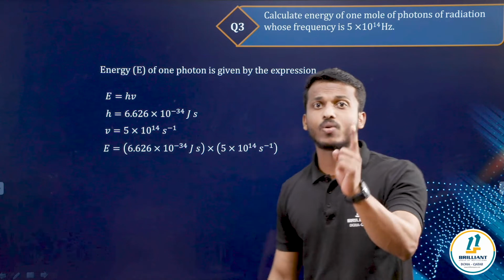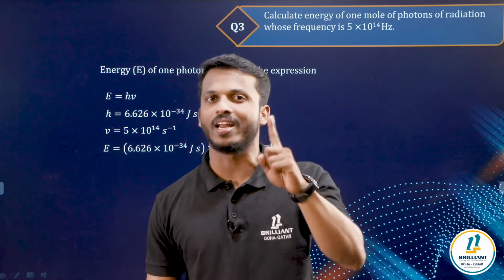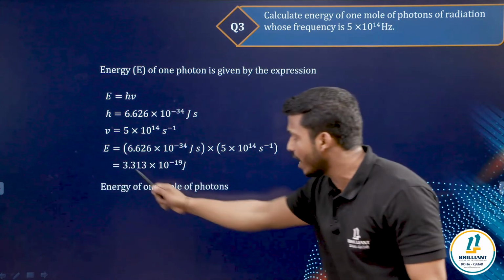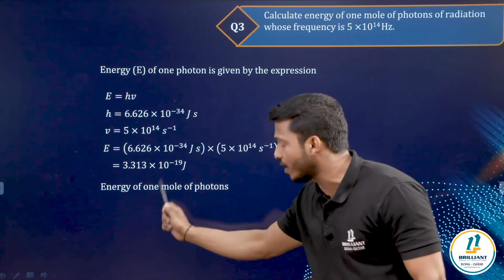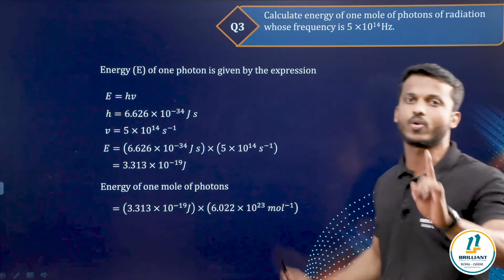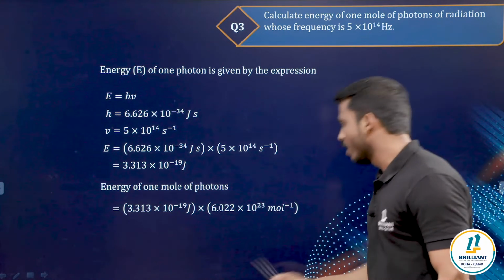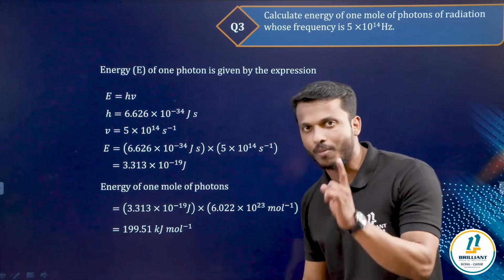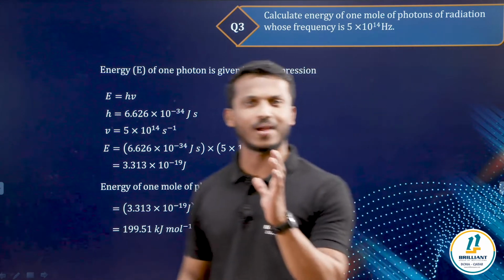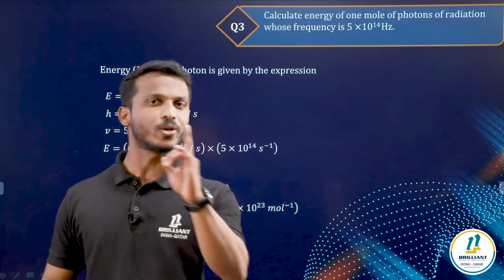But the question is, calculate the energy of 1 mole of photons. You know, 1 mole contains Avogadro number of particles, right? So this is the energy of the photon. So what is the energy of 1 mole of photons? Multiply this energy with the Avogadro number, 6.022 into 10 to the power 23. So we are getting overall energy of 1 mole of photons as 199.5. So dear all, what is the equation to calculate the energy of a photon? E is equal to h nu.